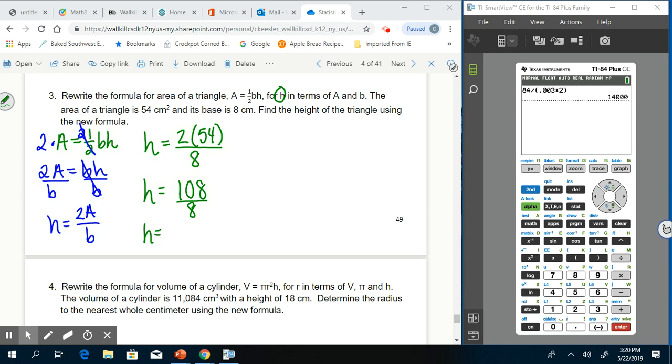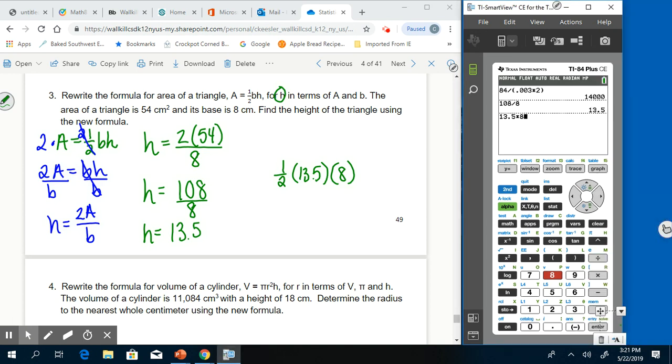So h equals, not a whole number, 13.5. And we, again, could check our work because we know the actual formula. We could do 1/2 of 13.5 times 8 and see if that actually works out. So if I do 13.5 times 8, whoops.